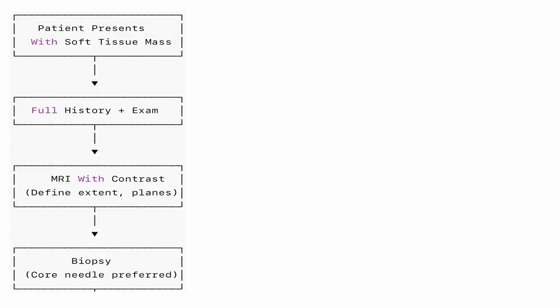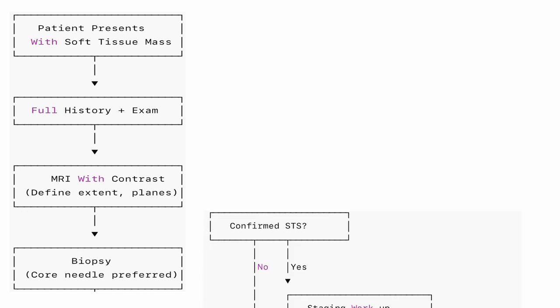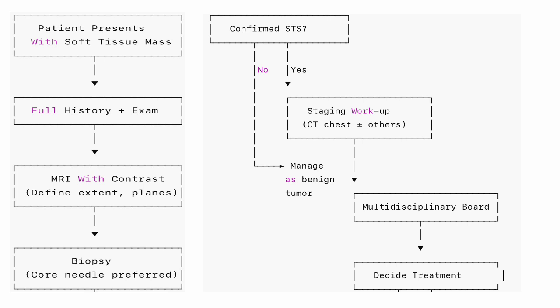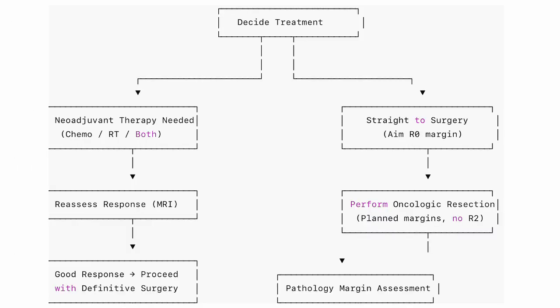The patient presents with a soft tissue mass, we should take the full history plus examination. This was discussed in the last class, and then MRI with contrast, which defines the extent and planes, and then biopsy, and then staging with the CT scan. If biopsy confirms that it is benign, then it should be managed as a benign tumor. If it confirms that it is malignant, then CT staging and multidisciplinary board discussion is the core of cancer treatment in the modern era. Then we should decide the treatment.